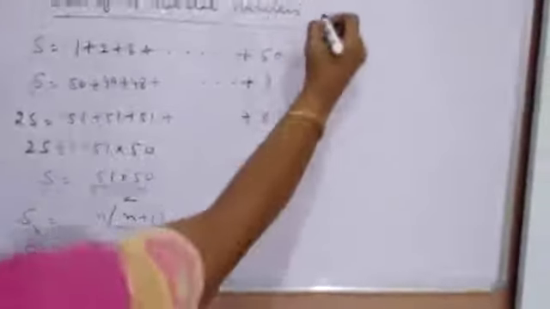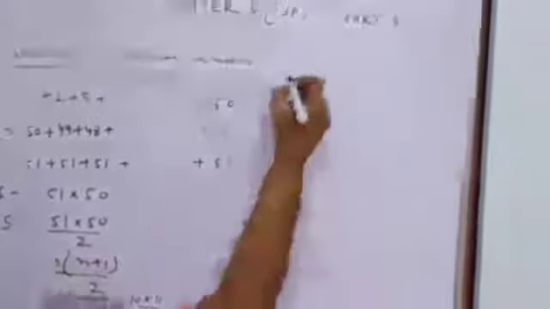Similarly, the sum of n natural numbers is n into n plus 1 by 2. If I want to find the sum of 10 natural numbers, it will be 10 into 10 plus 1 by 2, that is 10 into 11 by 2. For the sum of 100 natural numbers, it will be 100 into 101 divided by 2. So the formula to find the sum of n natural numbers is n into n plus 1 by 2.